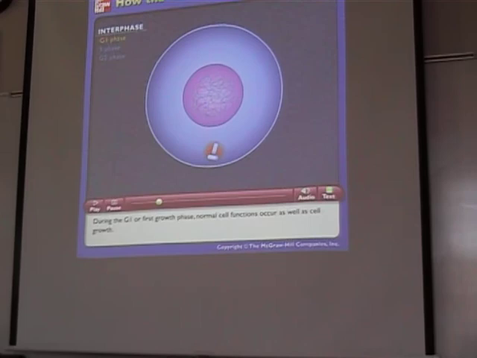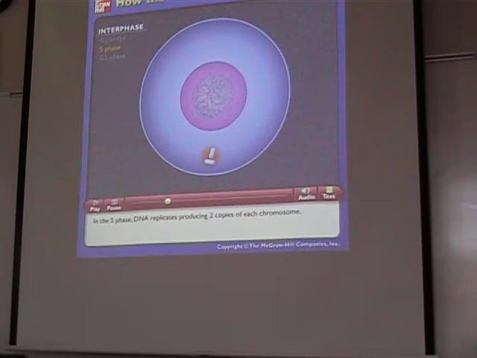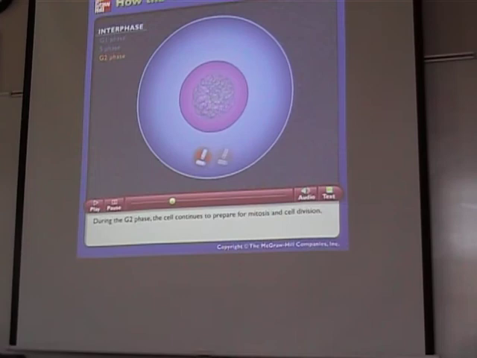During the G1, or first growth phase, normal cell functions occur as well as cell growth. See the cells getting bigger? In the S phase, DNA replicates, producing two copies of each chromosome. See the fishing line copy the cell? During the G2 phase, the cell continues to prepare for mitosis and cell division.